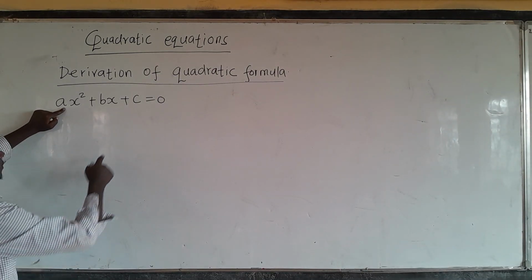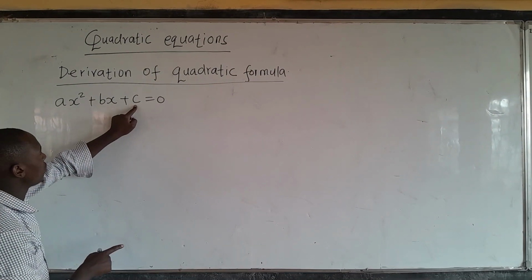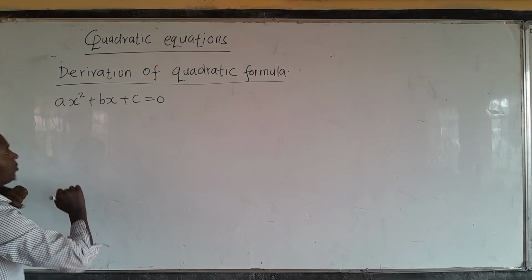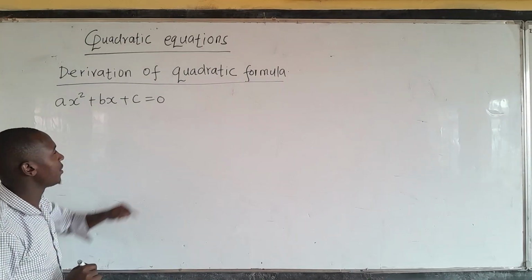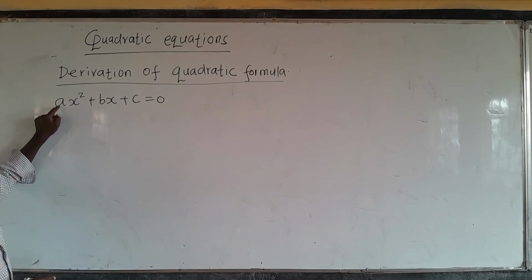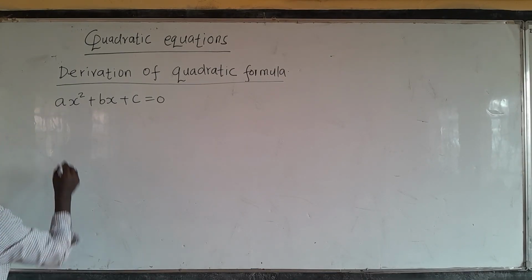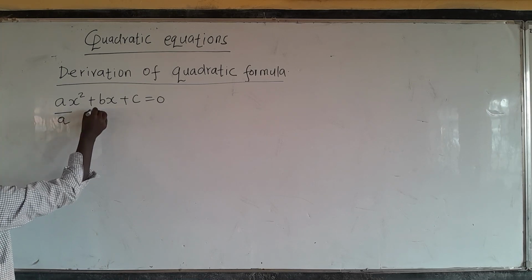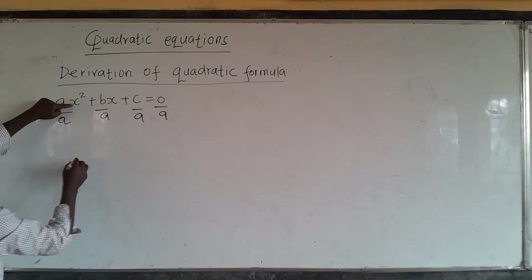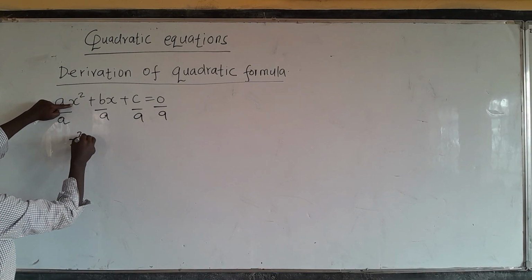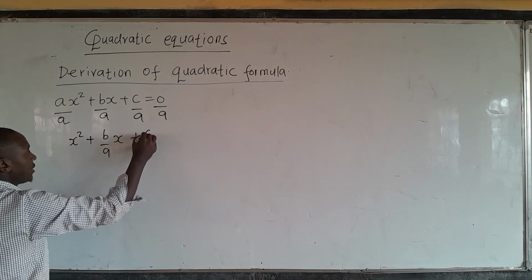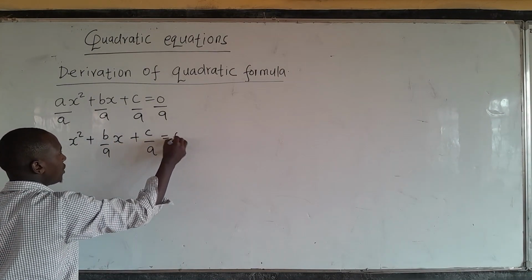We start by taking the constant to the right hand side. But before we take this to the other side, the first thing we should do is make sure that the coefficient here is a 1, and therefore we divide throughout by a. Now again we have x squared plus b over a x plus c over a equals 0.